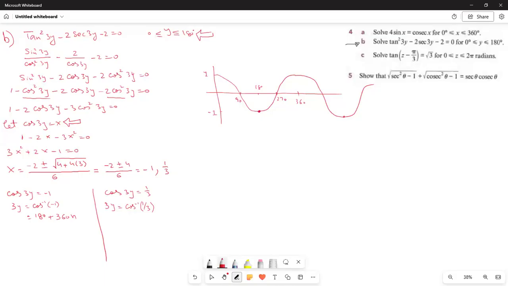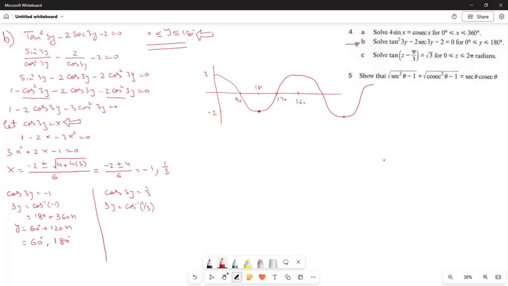So from here, y is equal to what? If I divide everything by 3, 180 by 3 is 60 degrees plus 120n. So if n is 0, I get 60, and 60 I have included because it is in this range, 0 to 180. When n is 1, it is 120 plus 60, so it is 180. This is also in this range. And that's it. I will not go beyond this because it will be out of this range now.